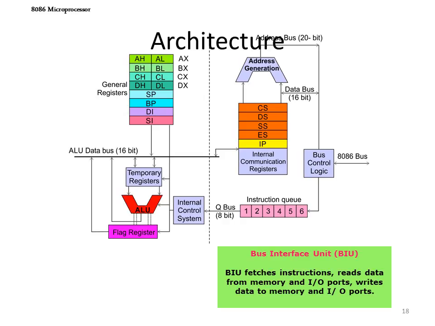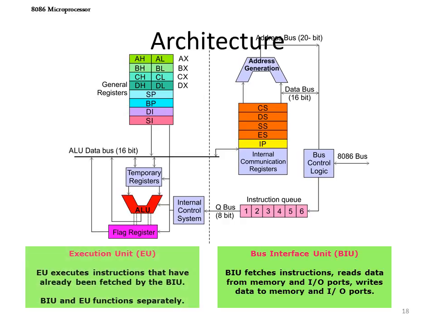Bus interface unit fetches instructions, reads data from the memory and I/O ports, and writes data to memory and I/O ports. Execution unit executes the instructions that have already been fetched by the bus interface unit, and bus interface unit and EU function separately.